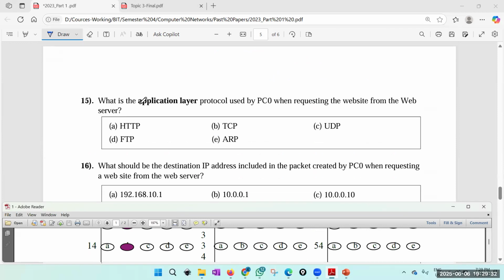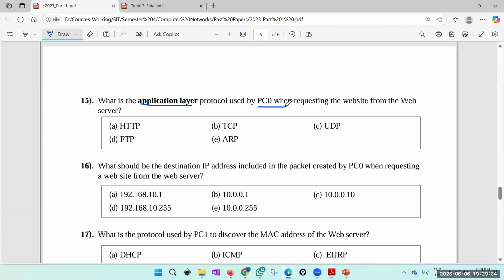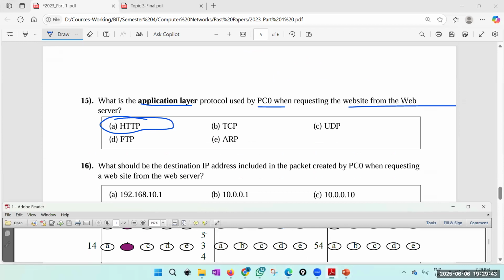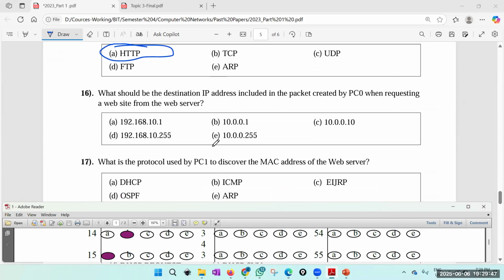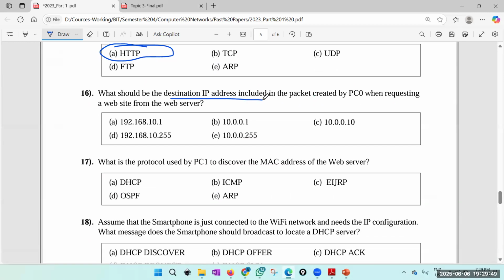15. What is the application layer protocol used by PC0 when requesting a website? So that is kid stuff, right? If it is a web server, HTTP. 15A, yes.